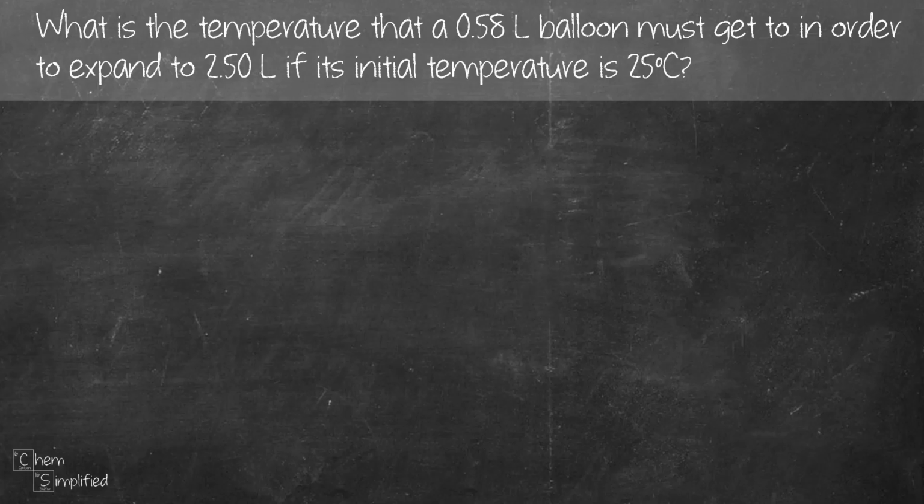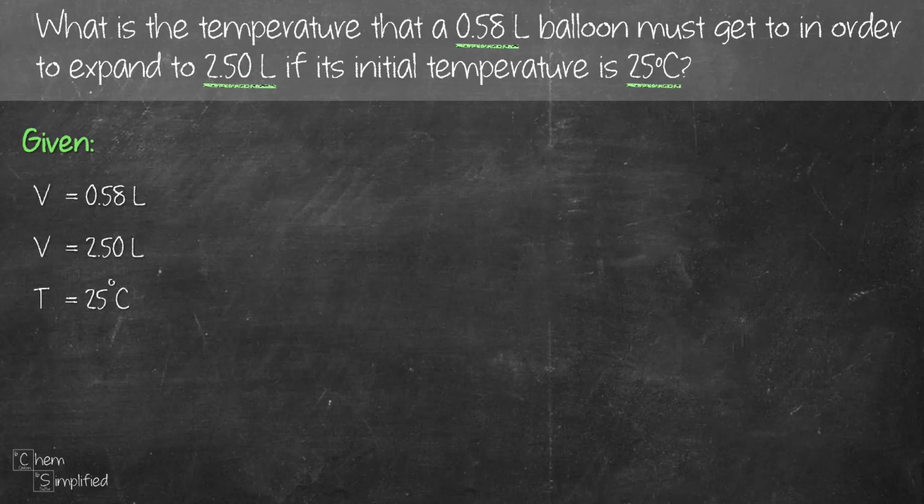Here we have a question that's asking us for the temperature that a 0.58 liter balloon must get to in order to expand to 2.50 liter if its initial temperature is 25 degrees Celsius. So let's list out all the information that we're given: 0.58 liter, 2.50 liter, and 25 degrees Celsius. So we have two volumes and one temperature. And then we're asked to find the temperature, which is T.